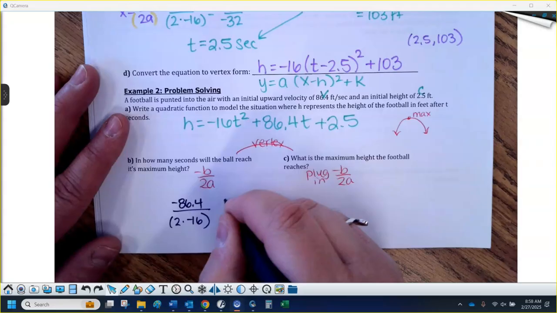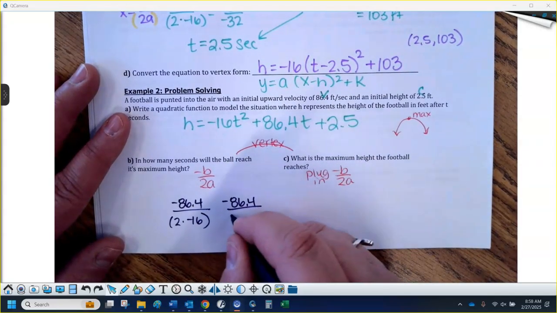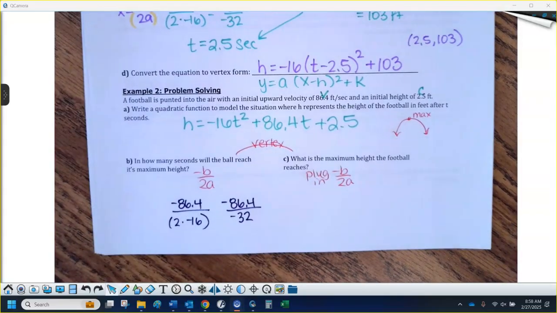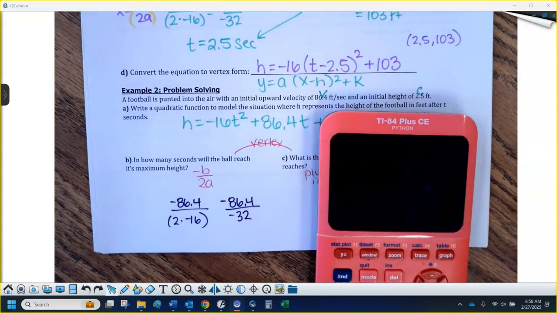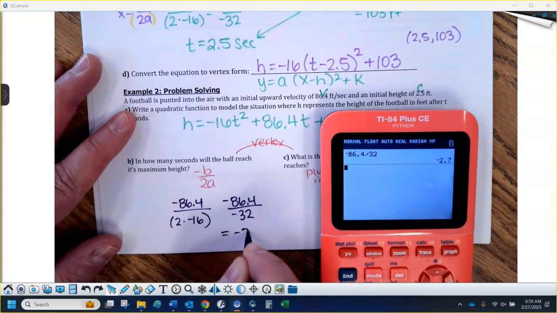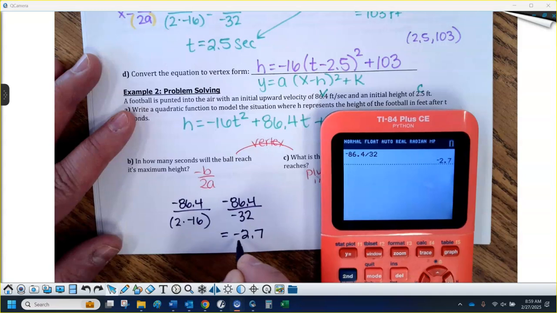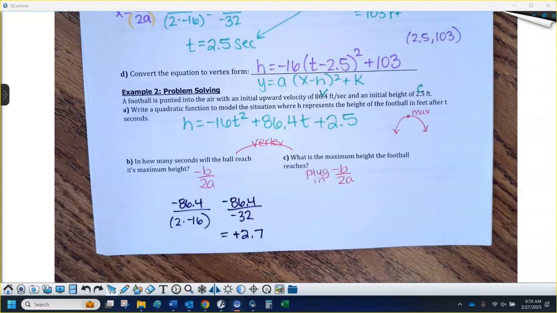If these problems all have the force of gravity as the negative 16, that number on the bottom will always be negative 32, because it's 2 times negative 16. Or if you want to put parentheses, you can do that too. Now, I'm going to guess this is not a super nice number, so I'm going to say negative 86.4 divided by 32. Okay, this is not horrible. I got negative 2 point, or no, fail. Sorry, positive 2.7. Those negatives should cancel out. So that's 2.7. So that's the time. This would be in seconds.